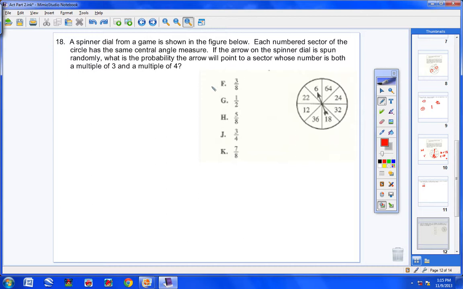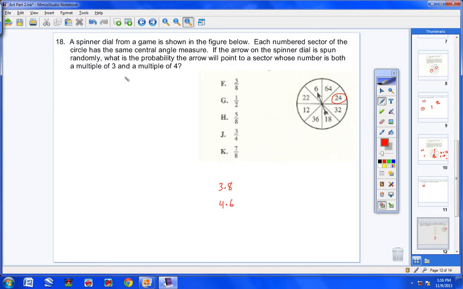If the arrow on the spinner dial is spun, so it's spinning around, what is the probability the arrow will land, or will point to a sector, or land on a number whose number is both a multiple of 3 and a multiple of 4? Okay, so for example, let me show you. The number the spinner lands on has to be a multiple of 3 and a multiple of 4. So let me use 24 for an example. Okay, all right. 24 is a multiple of 3 and 4. How do I know that? Because 3 goes into 24, we know that, 3 times 8, and 4 goes into 24, 4 times 6. You know how we can say this?